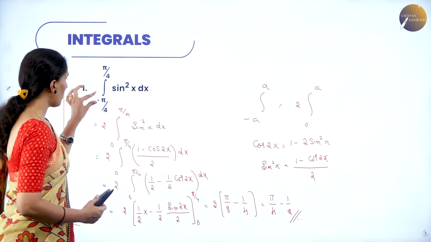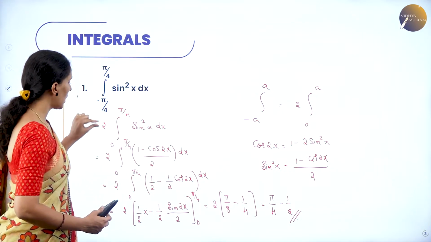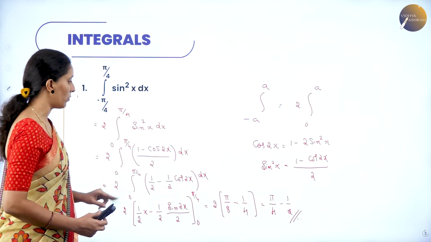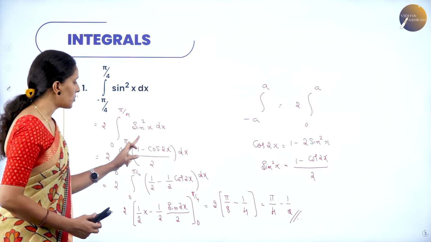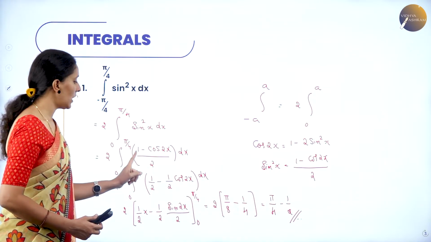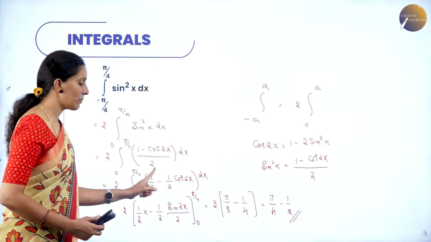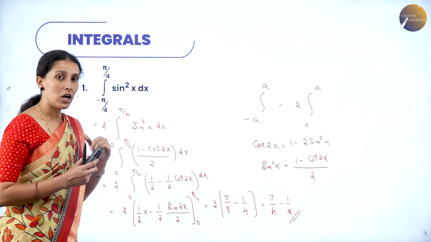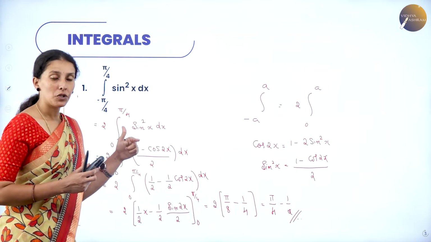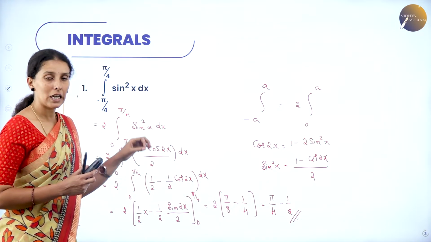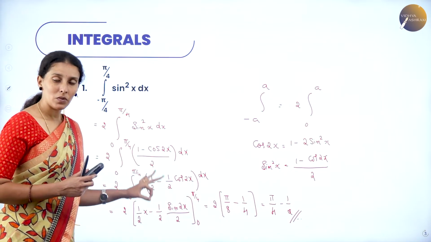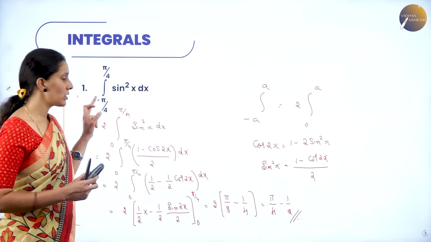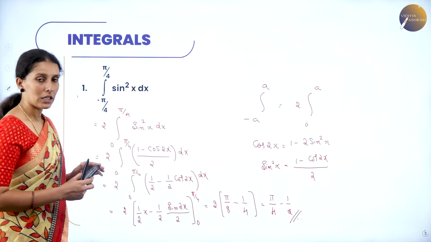So using the properties, we have changed the integral to 2 times 0 to pi by 4. And making a substitution for sine square x, we have taken it as 1 minus cos 2x by 2. Previously we have learnt the method of substitution of solving definite integral and applying the limits. The same thing we are doing here, but only using the properties of definite integrals first.